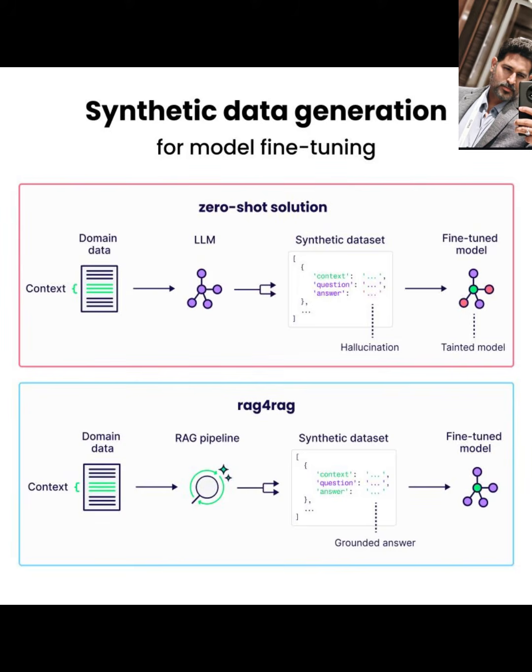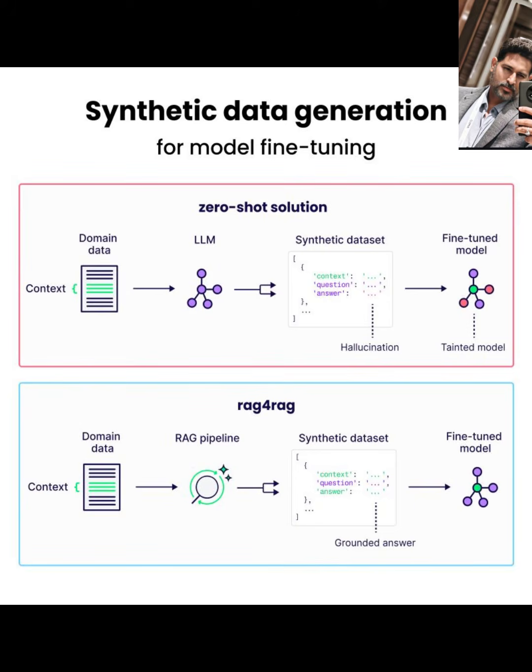But here's the catch, and it's a big one. LLMs, even the best ones, can sometimes, well, make stuff up. This is called hallucination. Because the LLM is generating freely without constantly checking back against the specific facts in the context for every single generation, the synthetic data it creates might contain errors or things that aren't actually supported by the original domain data. If you then use this potentially inaccurate data to fine-tune your model, you could end up with what the diagram calls a tainted model, a model that has learned incorrect information. Not ideal. So, how can we do better?